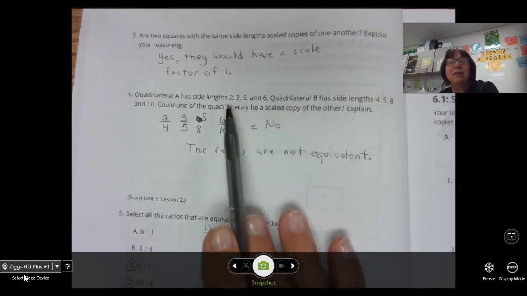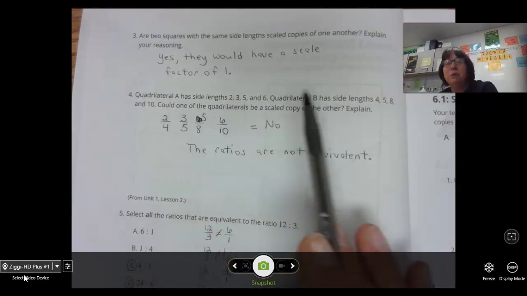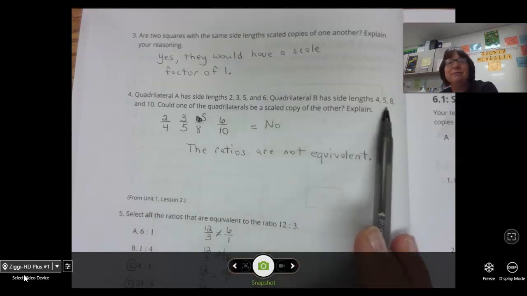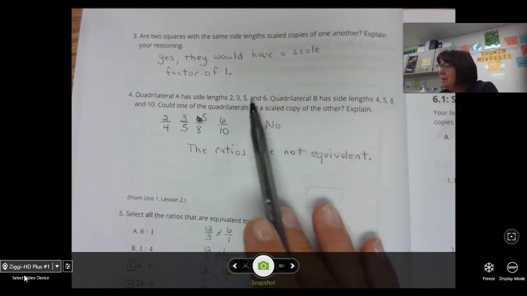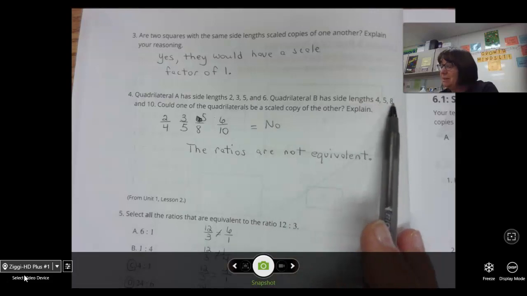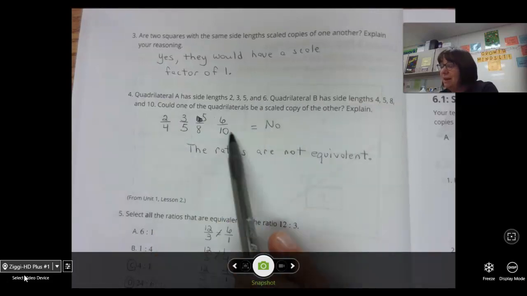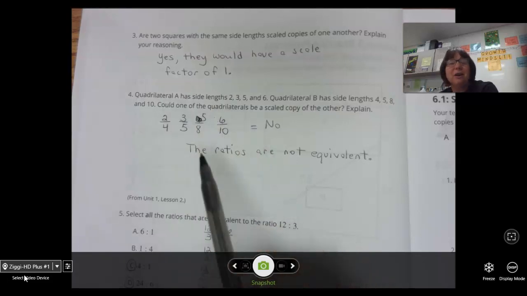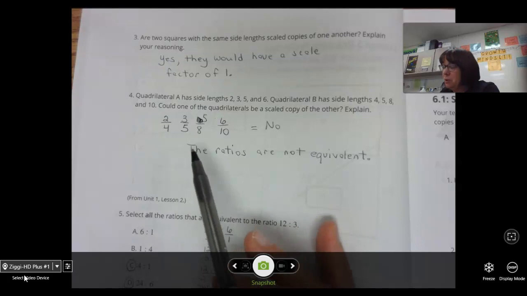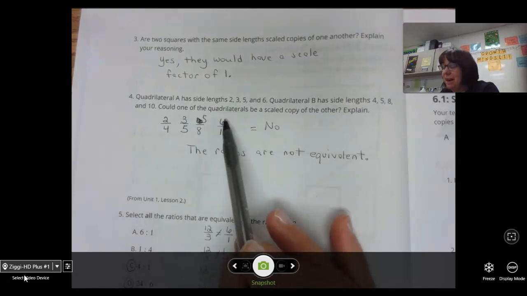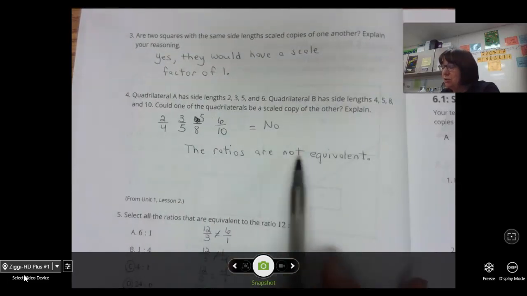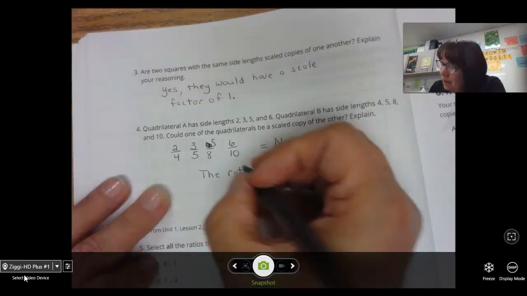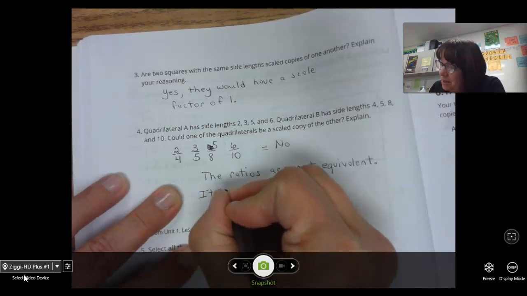So I just started here and I did a ratio. 2 to 4, 3 to 5, 5 to 8, and 6 to 10. And then I compare these ratios and see if they're all the same. No, they aren't. 2/4 is a half, and 6/10 is not a half. So those are not equivalent. The ratios are not equivalent, so it is not a scaled copy. Let's add that in. It could not be a scaled copy.